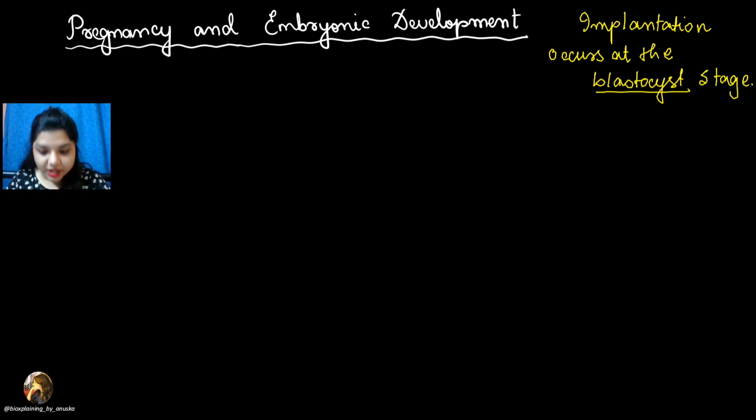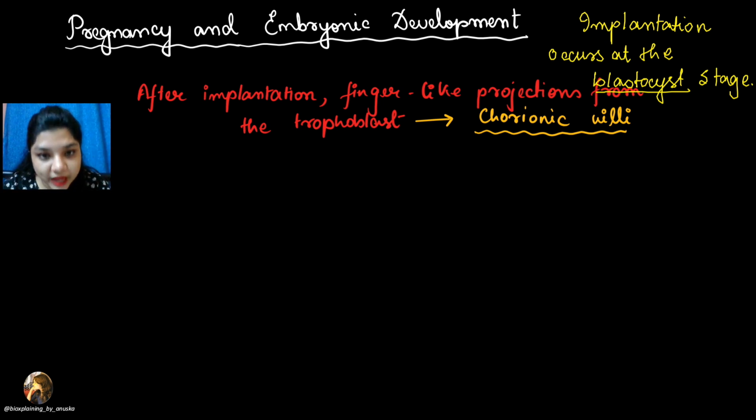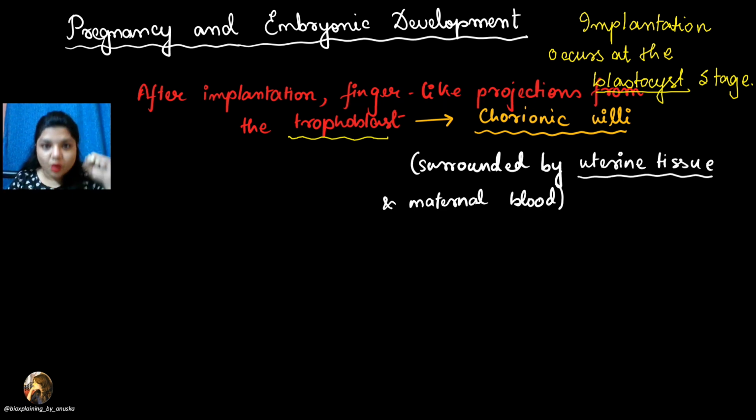If you can remember, the blastocyst has cells known as the trophoblast present on the outside, right? After implantation, finger-like projections from the trophoblast are formed. What do we call these finger-like projections? They are known as the chorionic villi. Now, the chorionic villi get surrounded by uterine tissue and maternal blood.